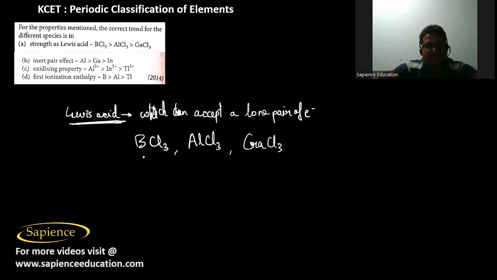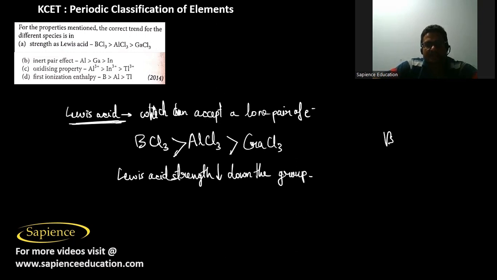So the boron can more easily accept lone pair of electrons. So it means the correct order of Lewis acid strength will be this only. So the Lewis acid strength decreases down the group.